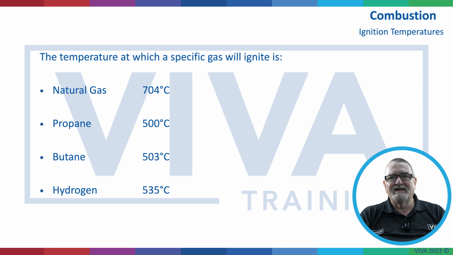But to get them to ignite, we need a flame temperature or an ignition temperature. Natural gas is about 700 degrees C. It's actually 704. Propane is 500, butane 503, and hydrogen is there at 535. So if we had a flame which we measured at 500 degrees, it would light the propane, but it probably wouldn't light the natural gas because it's a lot hotter. It needs a lot hotter flame to ignite it.